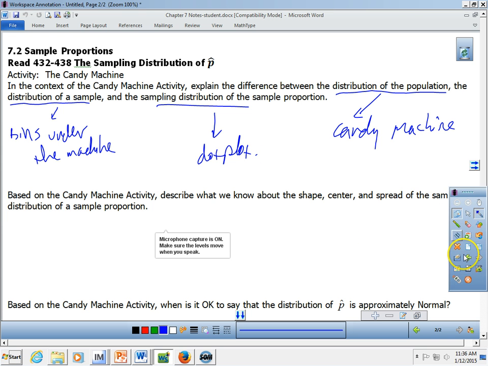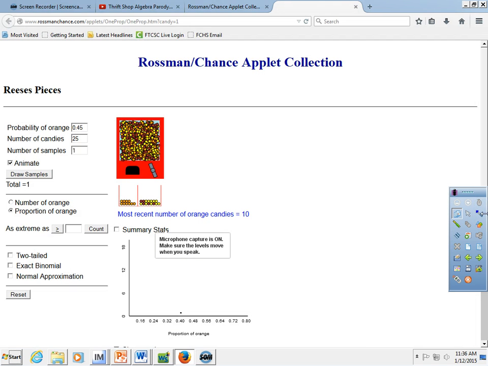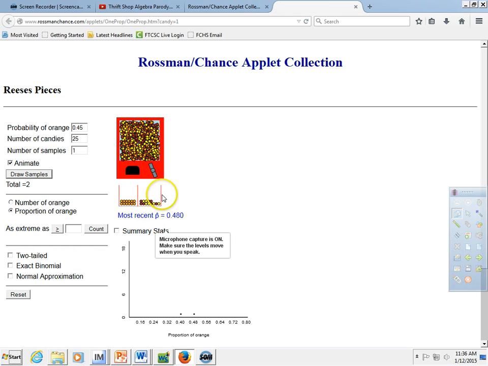There we go. 25 candies, there's one sample. Now, if we wanted to create a sampling distribution, we have to draw more samples, right? To save time, there's another sample created. Here's the population distribution in here. Here's the distribution of sample data right here, and the sampling distribution is this dot plot here. Now I'm going to stop animating and create 8 more samples for a total of 10. Okay, there's 10. There's a sampling distribution of 10 samples.